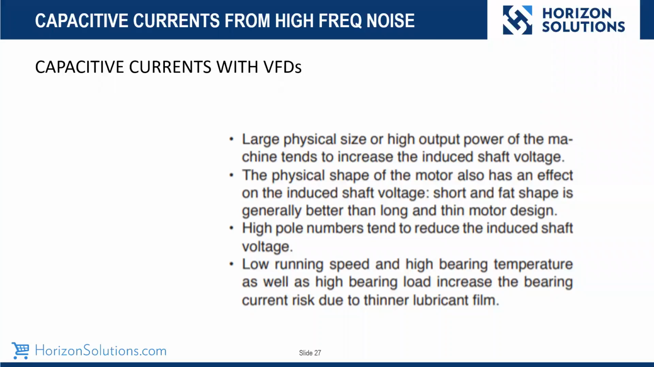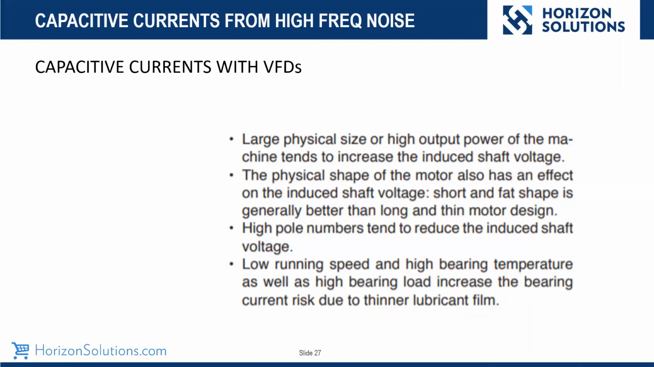Also, the physical shape of the motor. The shorter and the more round in diameter that it is, the better it is to reduce the amount of capacitive currents. The long, thin motor design, just be careful. That adds a little bit more to the capacitive currents situation.